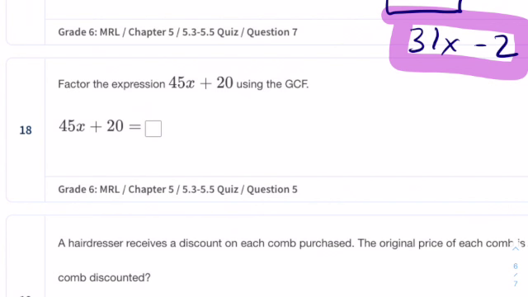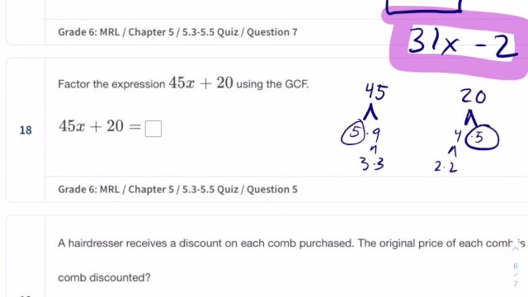Factoring is the opposite of the distributive property. So 45x and 20. I'm going to see what factors they have in common. I'm going to do a factor tree to sort of see all their factors and figure out what they have in common. So 45 would be 5 times 9, and 9 is 3 times 3. 20 is 4 times 5, and 4 is 2 times 2. So I can see right away they both have this 5, right? That's the common factor that they both have.